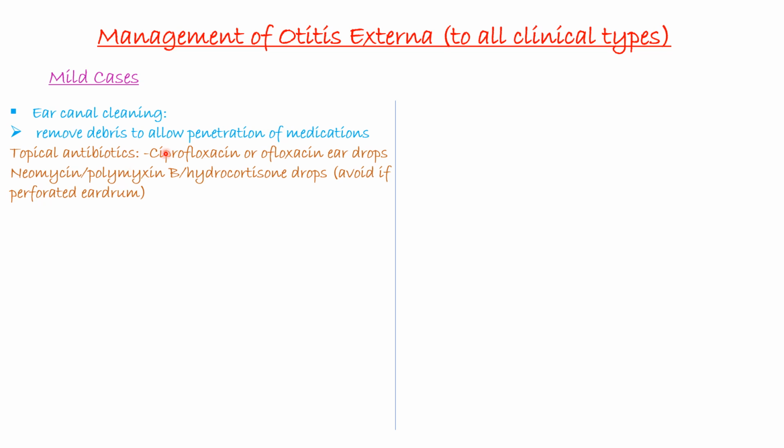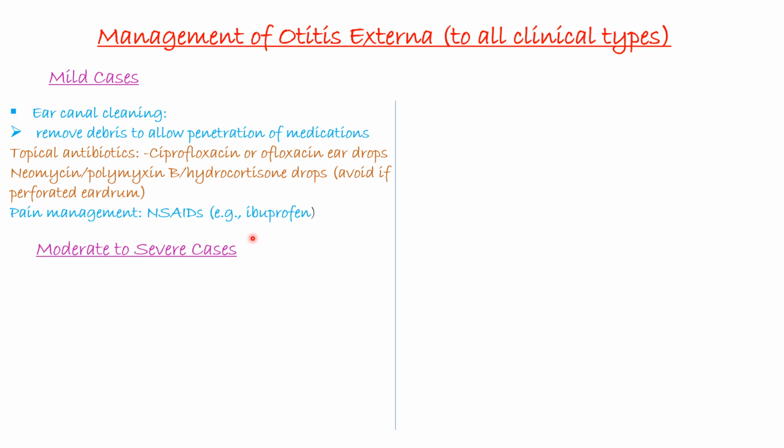For the topical antibiotics that we give, as I've mentioned before, in acute otitis externa the most common bacteria causing it is Pseudomonas aeruginosa. So when you give antibiotics, they have to cover Pseudomonas aeruginosa, and the antibiotics that cover it are mostly ciprofloxacin or ofloxacin ear drops. In addition to that, you can also give neomycin, polymyxin B, and hydrocortisone drops. However, usually avoid this if you have a perforated eardrum, and the reason behind it is that neomycin is ototoxic.